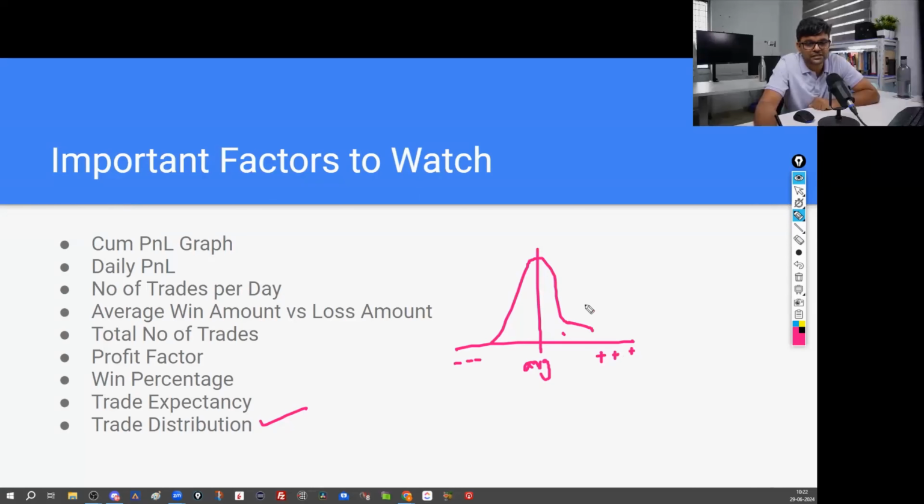This is a statistical distribution, right? And there is a correct way and an incorrect way of using it. Most of the traders are using it incorrectly. And I'll tell you what the correct way is today. Okay.